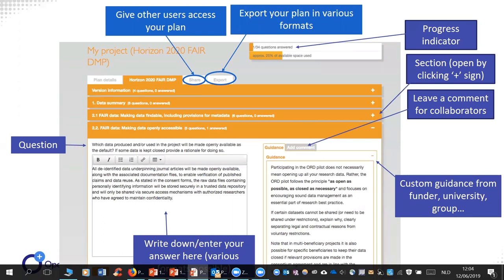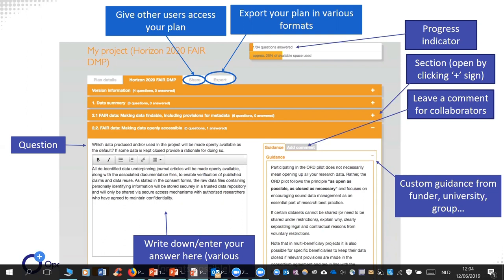And then right next to it is some guidance. The guidance includes the information from the European Commission. So you will have that information, plus information from the DCC, the Digital Curation Centre. They know a lot about data and how to manage it. You can also work together on this data management plan and leave comments for collaborators. You can share and export it.